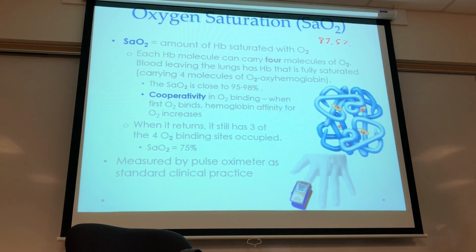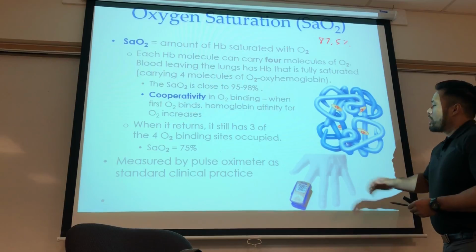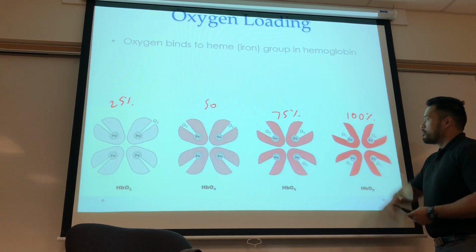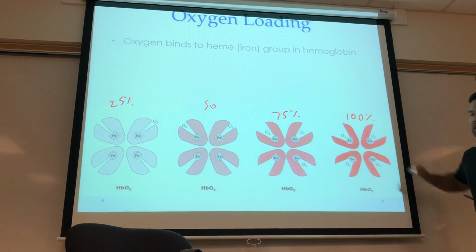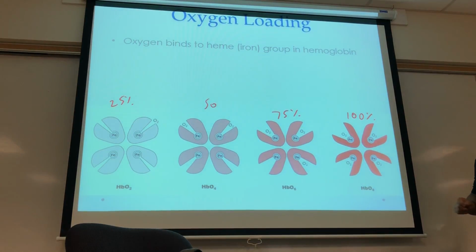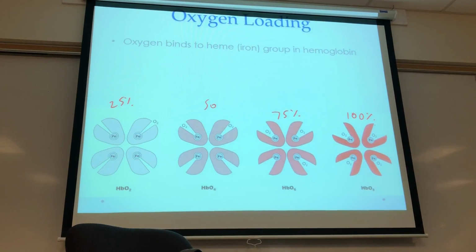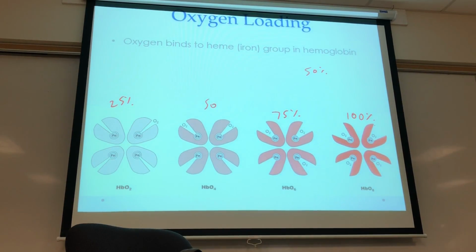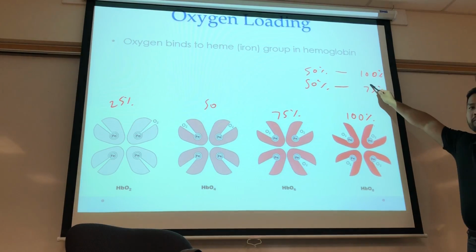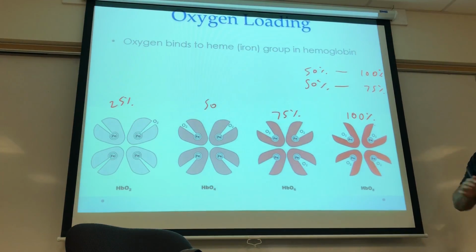Now we want to get into how those 4 oxygen molecules bind to the hemoglobin. How did you get 87.5? Is it just an average or what? So 50% of your hemoglobin is at 100%. The other 50% is at 75%. 87.5 is right in between. Okay. So it's just a good mix between the two.